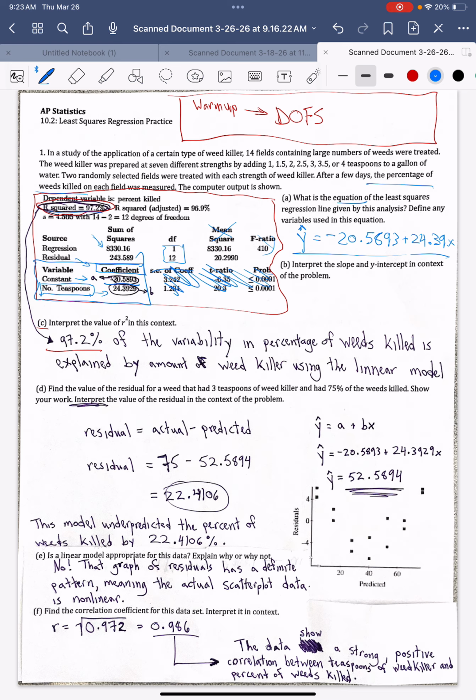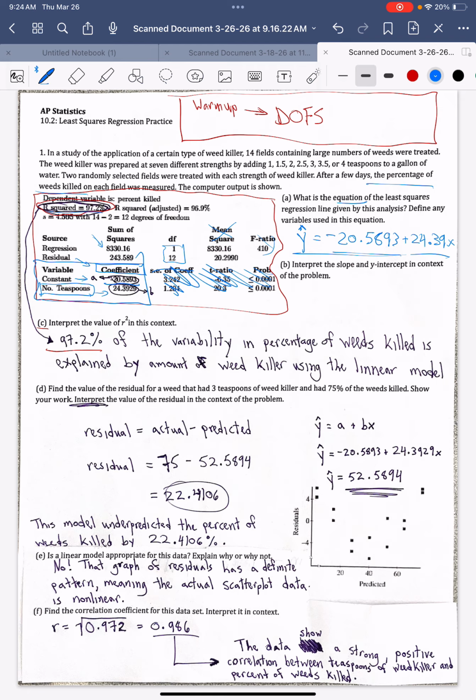The intercept will always be what happens when x is 0. So when x is 0 here, we've used no weed killer. That means that when there is no weed killer used, weeds, instead of dying by 20%, they actually gain 20% more, right? They gain 20.5893% more weeds when weed killer is not used at all. That's what the intercept would be.